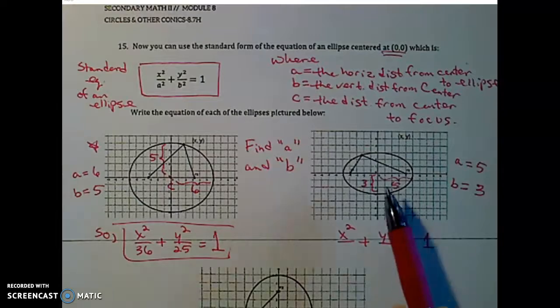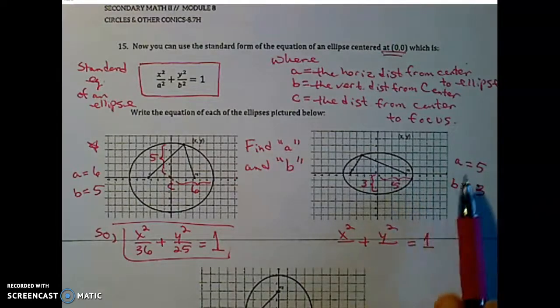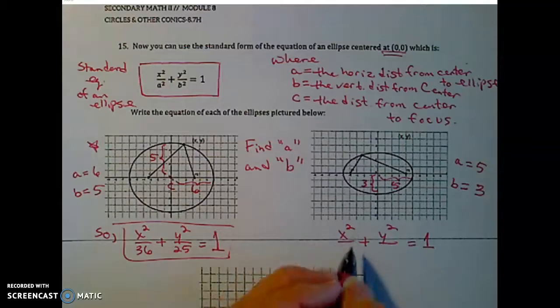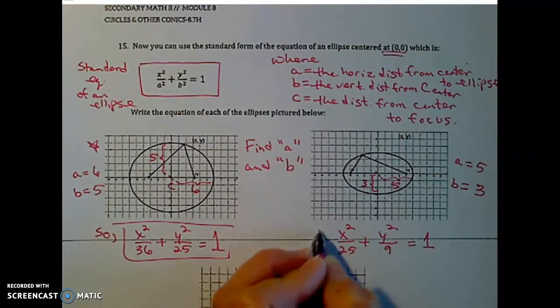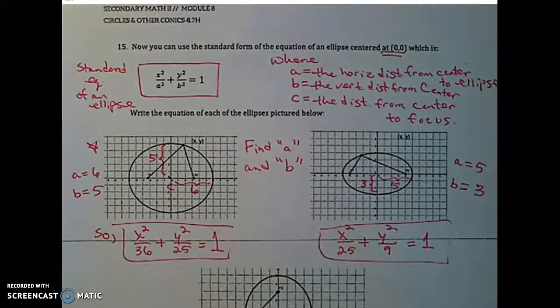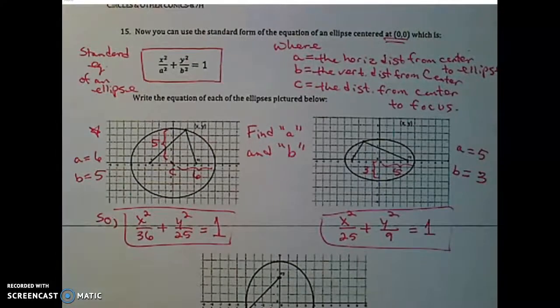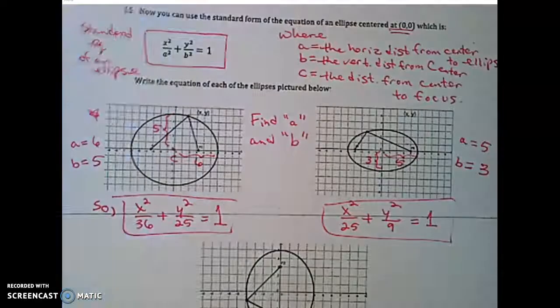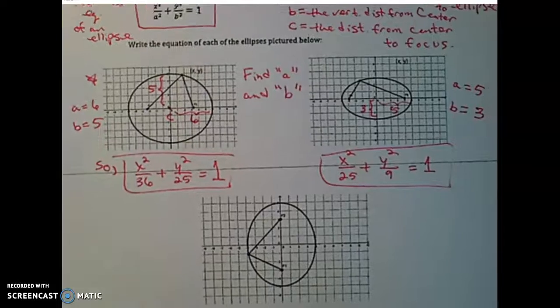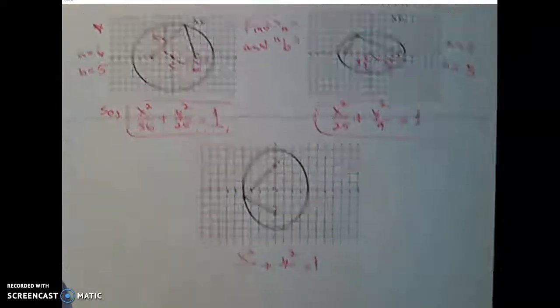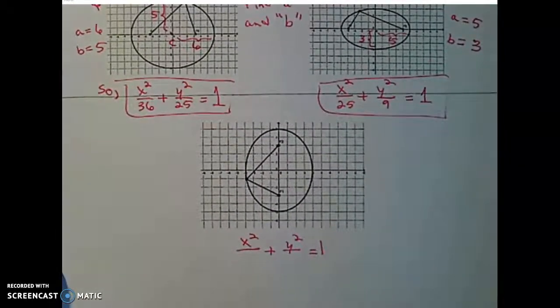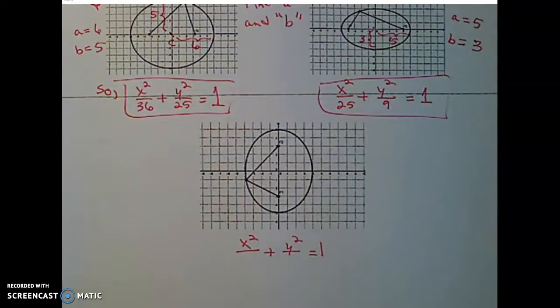Okay, in the second ellipse, horizontal distance A is 5, vertical distance B is 3, giving us a standard equation of x squared over 25 plus y squared over 9 is equal to 1. Over tomorrow, we'll see how we use that C value also for our focus. Let's see, can you look at that last ellipse on this page and think about what A is, what B is, and what that equation might be.